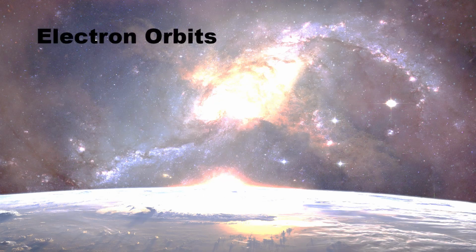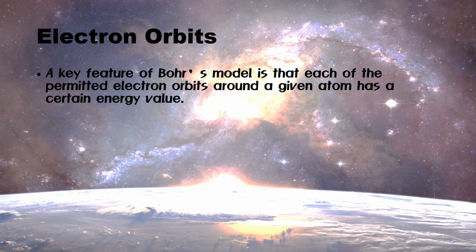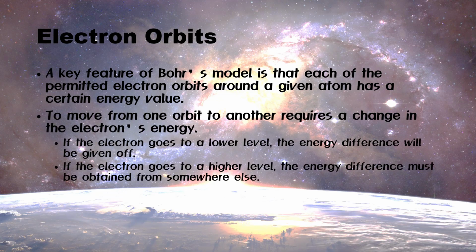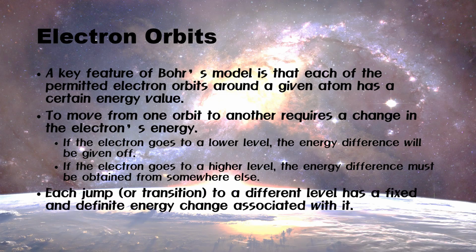And that's going to get us into looking a little bit at electron orbits. We're not going to get too much into the nitty-gritty of it, but a key feature of Bohr's model is that each of the permanent electron orbits around a given atom has a certain energy value. So if we want to move from one orbit to another, it's going to require a change in the electron's energy. If we want to move to a lower energy, the energy level difference must be given off. We have to shed energy. If the electron goes to a higher level, the energy difference must be obtained from somewhere else. So we have to gain energy. Now, each jump or transition to a different level has a fixed and definite energy change associated with it.